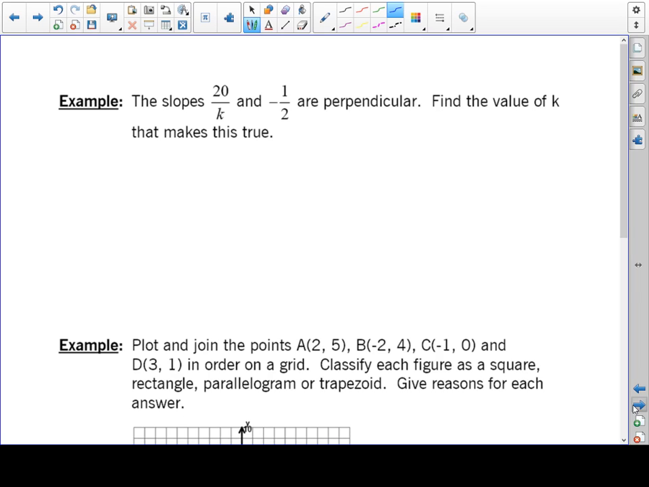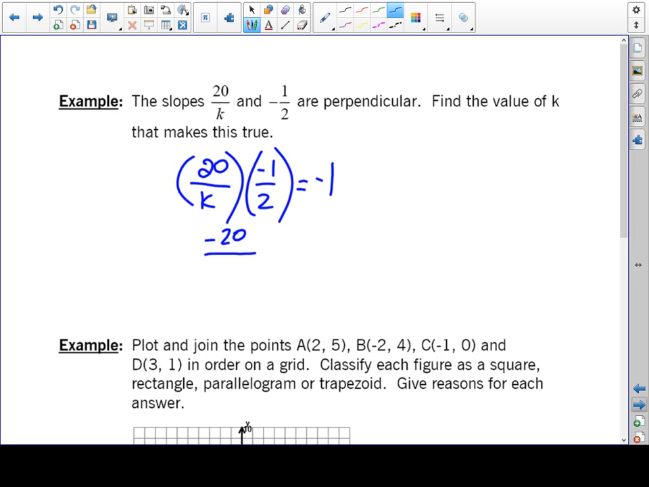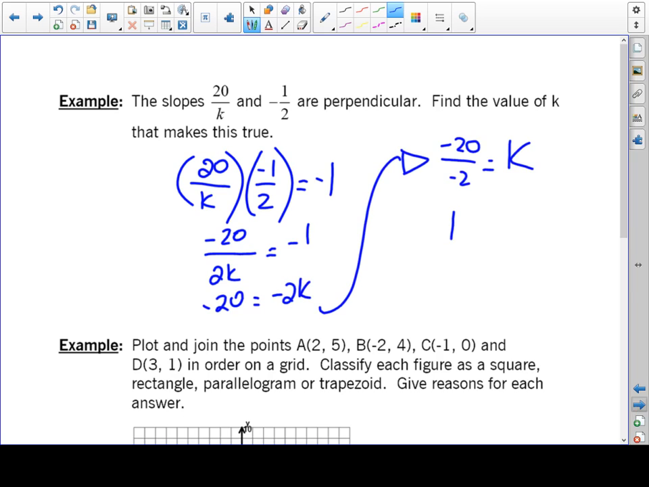So we multiply these two things. That's 20 over k times negative 1/2 equals negative 1. Again, we're making ourselves a little equation, and we're going to solve for k. So we get negative 20 over 2k equals negative 1. Cross multiplying, we're going to get negative 20 equals negative 2k. And negative 20 divided by negative 2 is k. So k is 10.